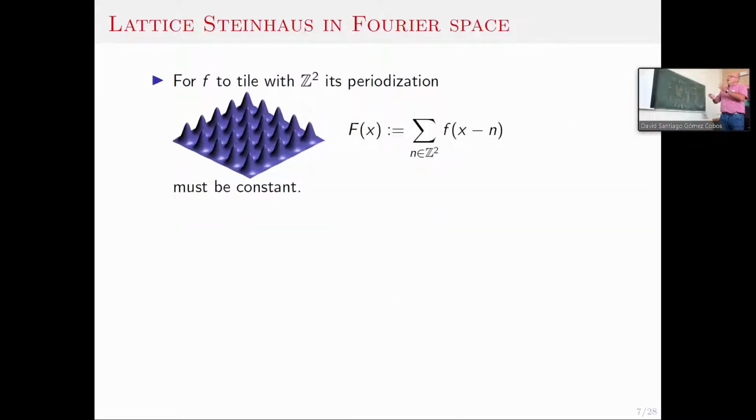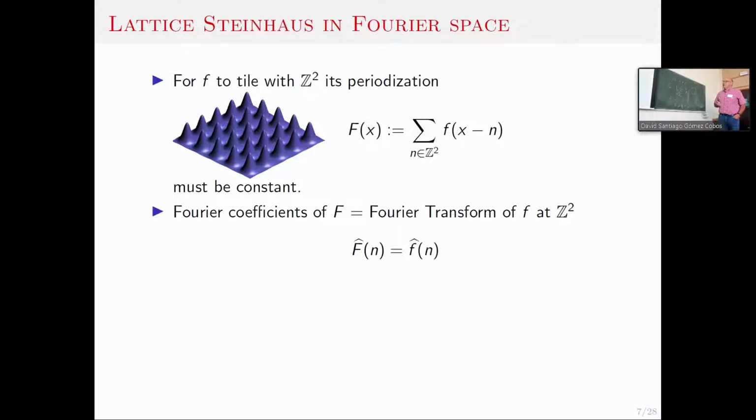Okay, so let's study what it means to be a Steinhaus set in Fourier space. So again, we're going to look at the periodization of the function f. So you take any function f and you want to examine if it tiles Z squared. Then you're looking at this sum, right? You would like this sum to be 1 or a constant. So this sum is exactly what we call the periodization of function f with respect to the group Z squared. We also saw it in the lecture of Friday.